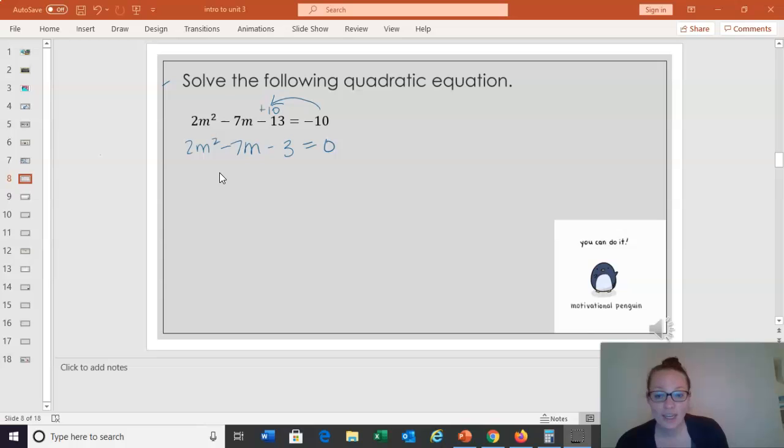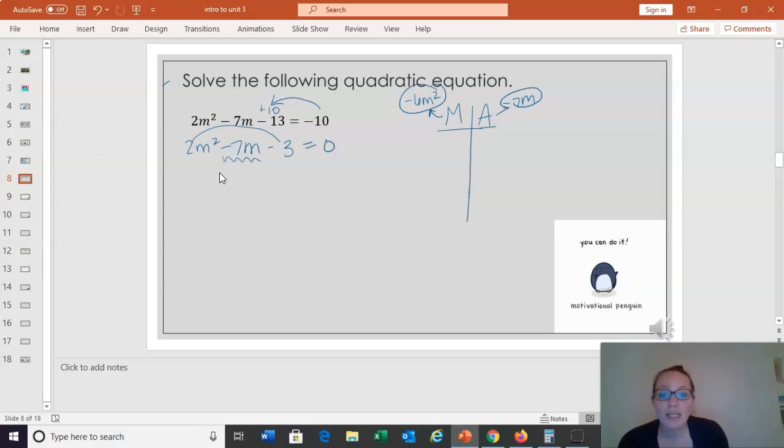All right, so when you look at this, there's no GCF that you can take out of all of them. So we're going to go ahead and try our MA chart. We're looking for a number that multiplies the first times the last, so that's -6m squared, and it has to add up to give us the middle term, -7m. So let's start listing the factors of -6.